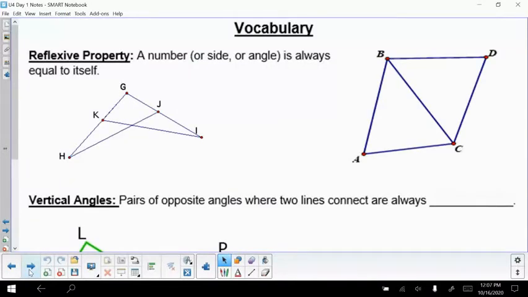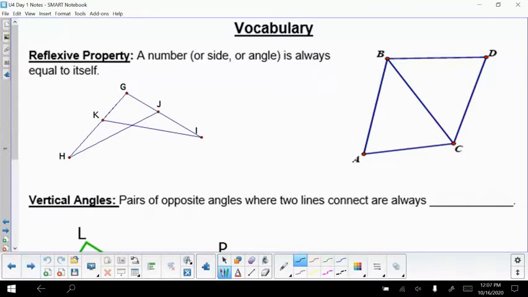First thing we want to talk about is the reflexive property. So that is when a number, which could be a side or an angle in our case, so the length of a side or an angle, is always equal to itself, which sounds self-explanatory. But the reason we need to know that is because we need to be able to label different parts of triangles that are congruent to each other.